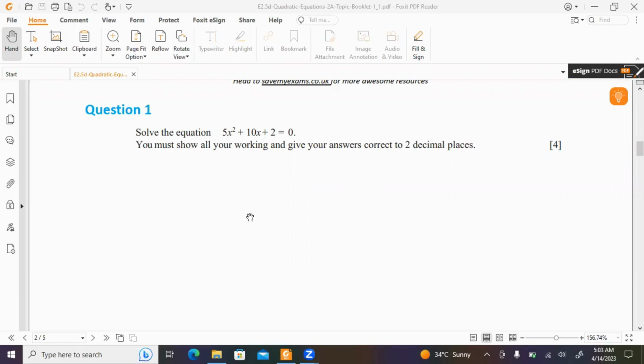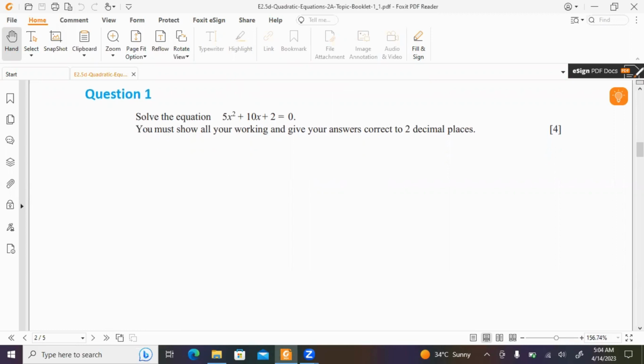So we're going to start with some easy questions and then progressively move on to some advanced questions. So if you look at the first question, it says solve the equation 5x squared plus 10x plus 2 equals to 0. Now, in order for you to recognize a quadratic equation, what you need to remember is that a quadratic equation will have variables, and the highest degree of power of the variables will be 2.